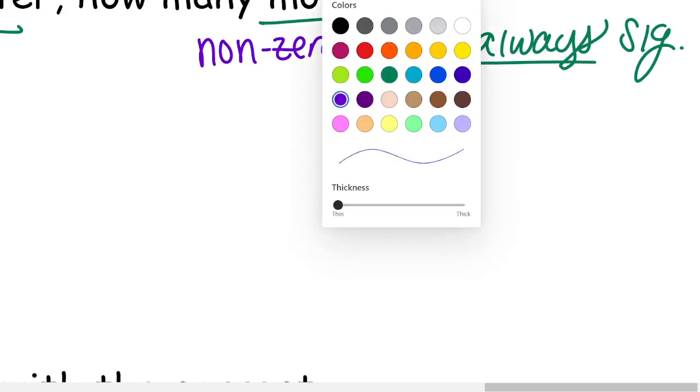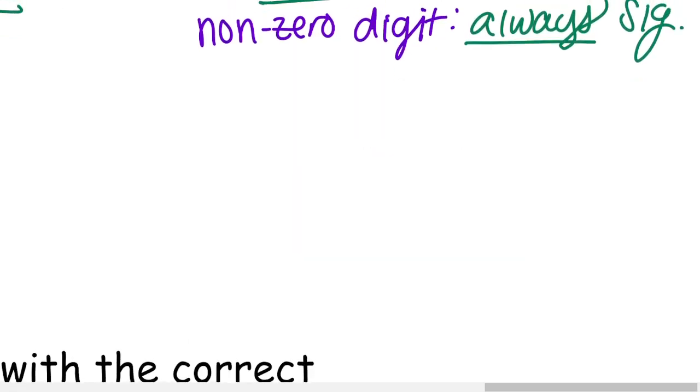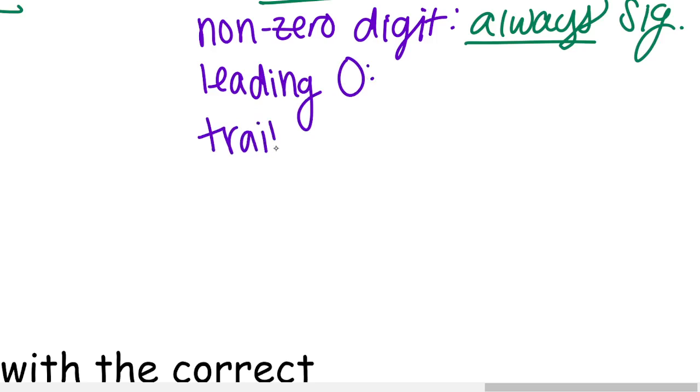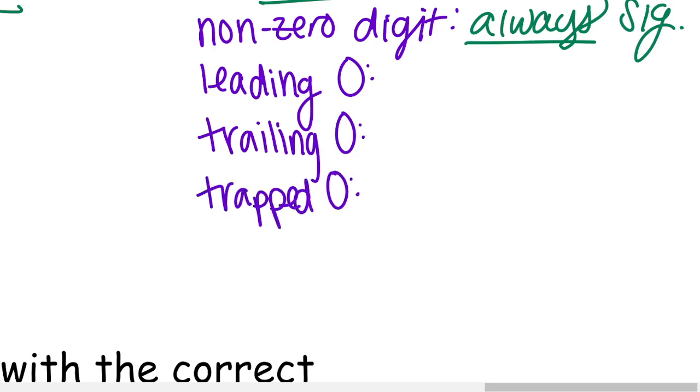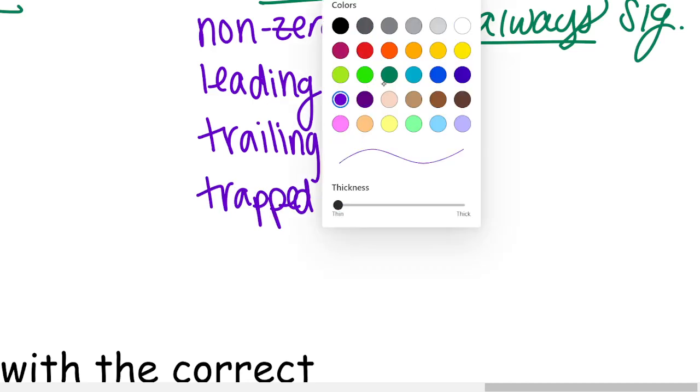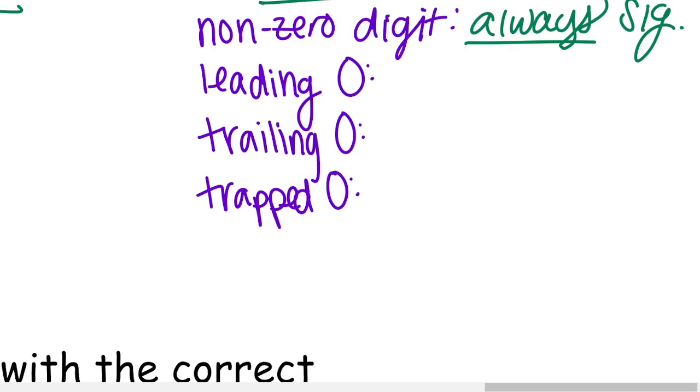What about, so there's three ways that we can describe our zero. Our zero can be a leading zero, meaning it's in front of your non-zero digit. It can be a trailing zero, meaning it's at the end of the number. Or it can be a trapped zero. So, if you have a leading zero, is it sometimes, always, or never significant? Never significant. So I'm going to write this one in red. Never.